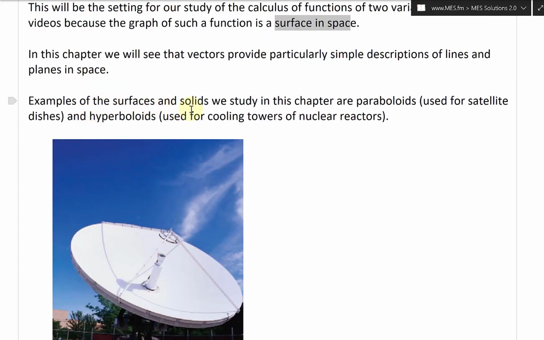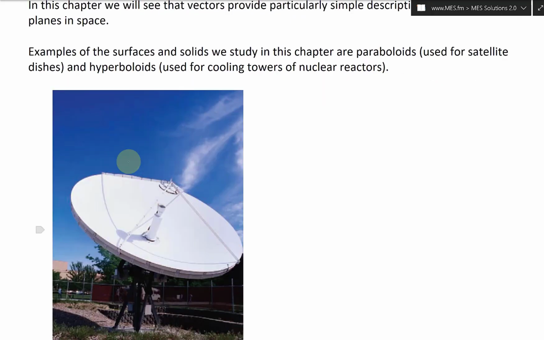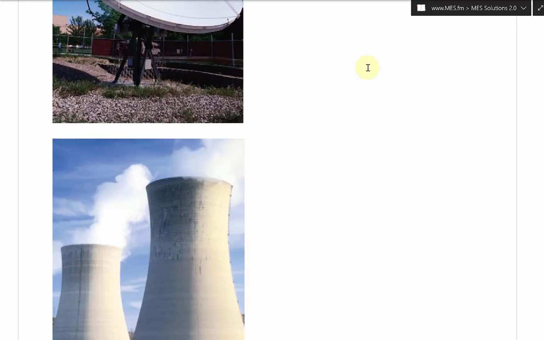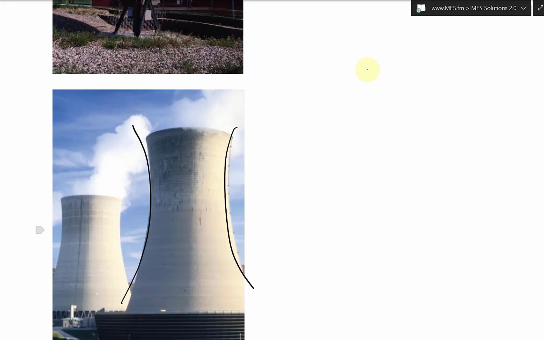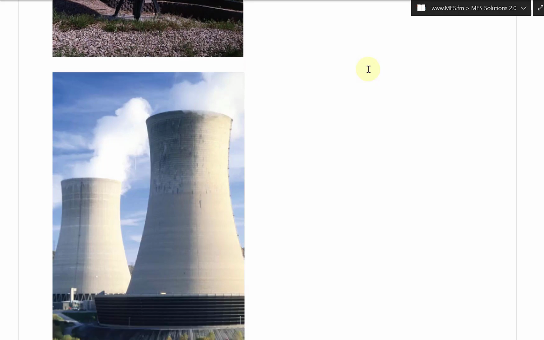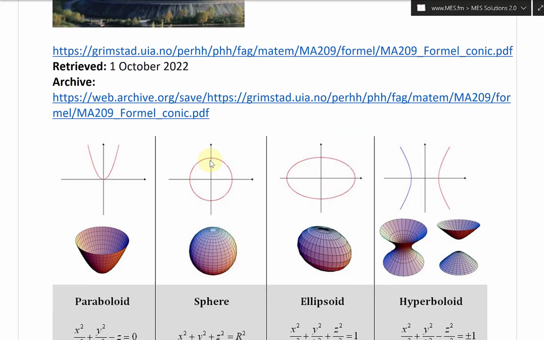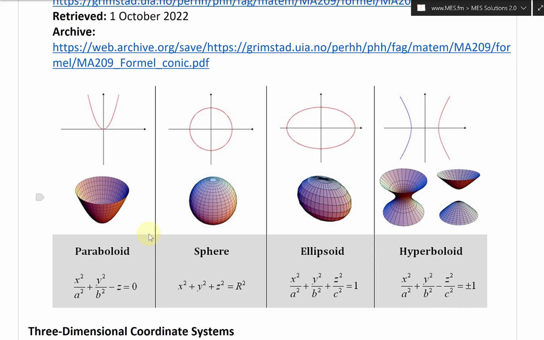Examples of the surfaces and solids we study in this chapter are paraboloids used for satellite dishes. Here's a 3D parabola like this, and so on. That's a 3D parabola. There, satellite dishes, and hyperboloids used for cooling towers of nuclear reactors. Notice this setup here is a hyperbola, and then you have it in 3D, and so on. And here's added a link to different shapes. Here is a paraboloid, here's a sphere, and here's an ellipsoid.